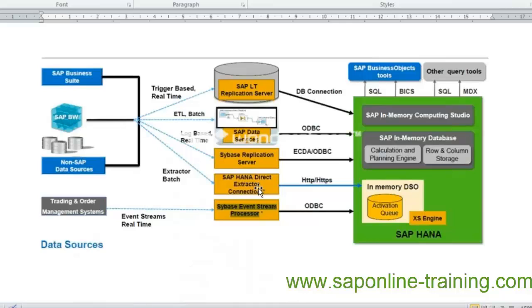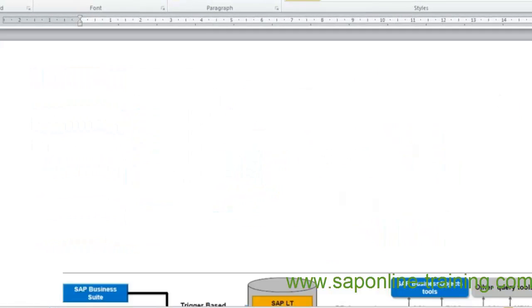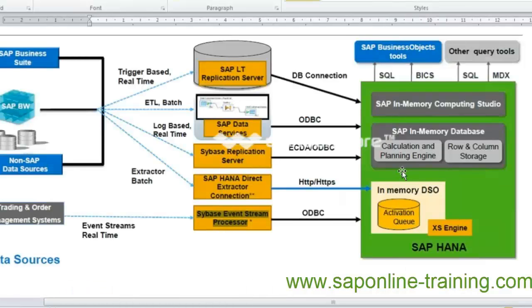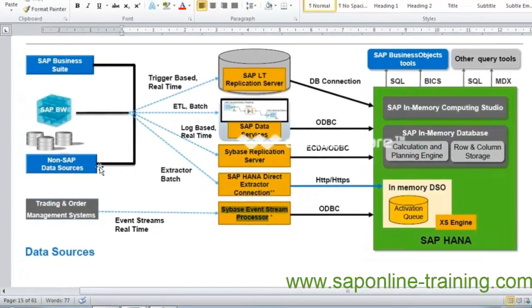Now this is the middle layer, the different mechanisms to replicate data from source. As you know, we have seen SAP LT. SAP LT is for System Landscape Transformation. It's a replication server from source. SAP LT is for SAP or non-SAP. It uses a trigger-based mechanism to replicate data in real time. ETL, batch processing, that is SAP Data Services, but not in real time.